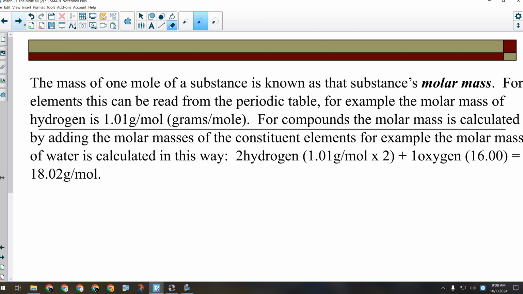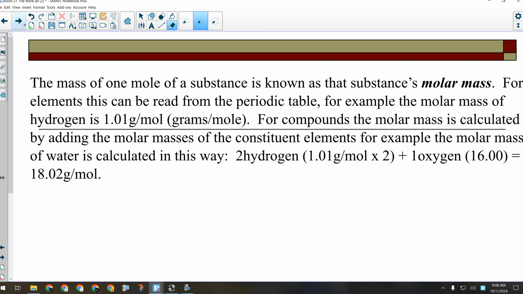All right, so the mass of 1 mole of a substance, so the mass of 6.02 times 10 to the 23 molecules, particles, atoms, is that substance's molar mass. Now, for elements, we can look those up. It's easy. What's the molar mass of hydrogen? 1.01 grams per mole. What's the molar mass of oxygen? 16 grams per mole. It's easy. What if I have a compound?